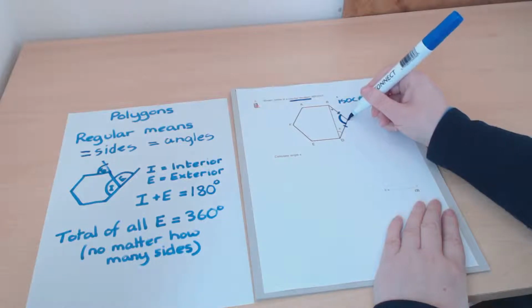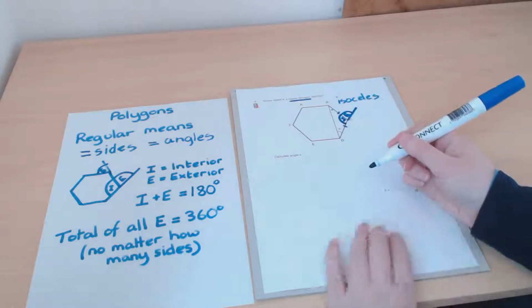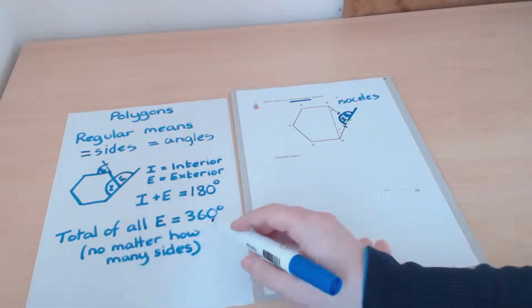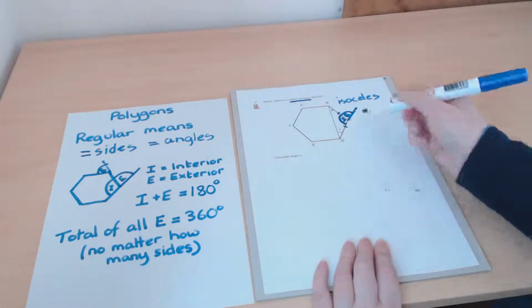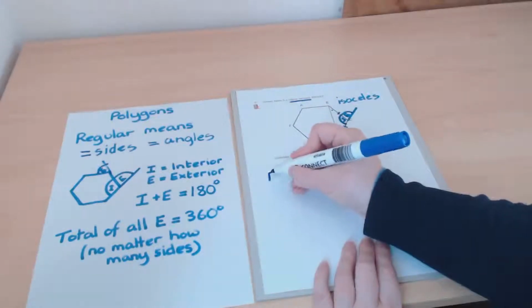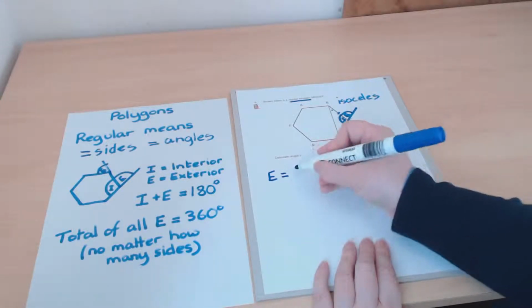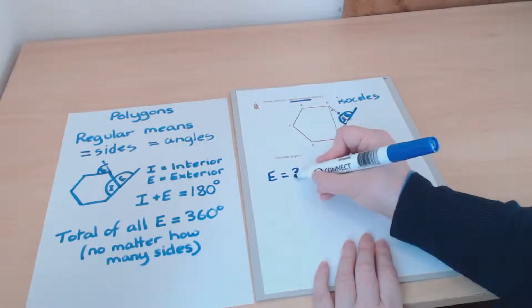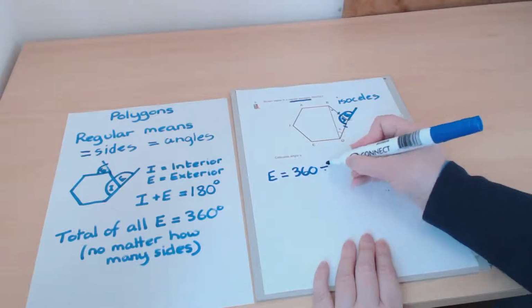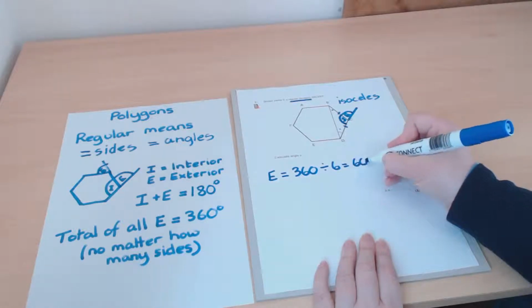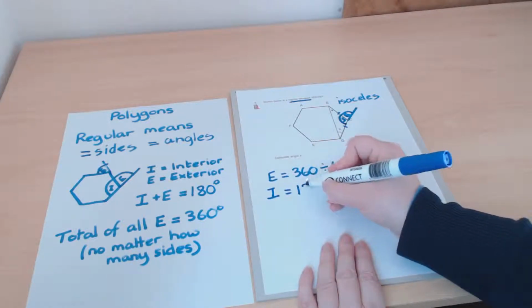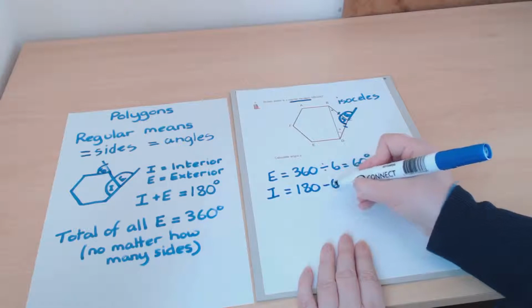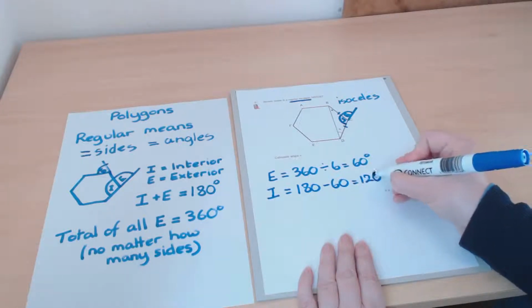And in order to find the interior angle, we first need to find the exterior angle. So we know they all add up to 360. Because it's regular, they're all the same size, and there's 6 of them. So the exterior angle of a regular hexagon is going to be 360 divided by 6, which is going to give us 60 degrees. So that means that the interior angle is going to be 180 take away the 60 equals 120 degrees.